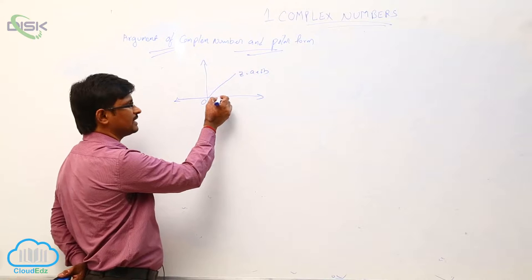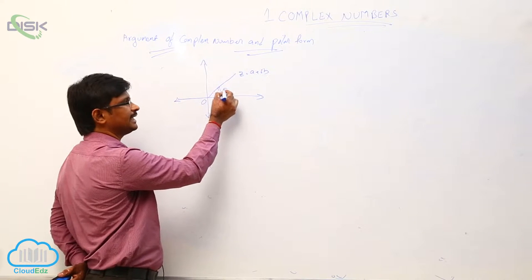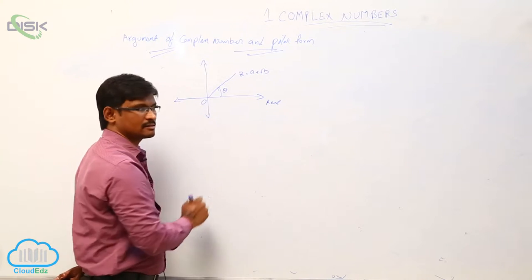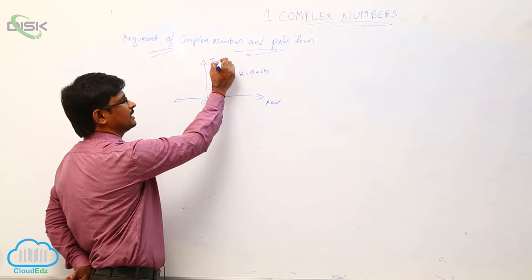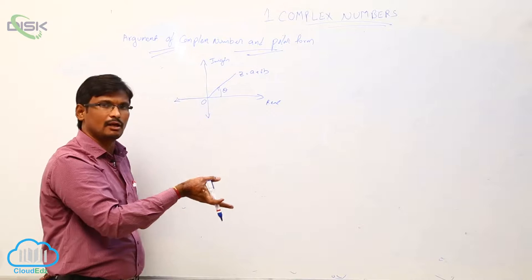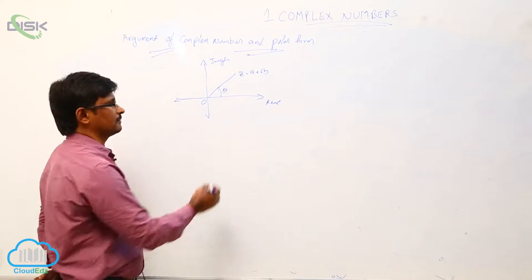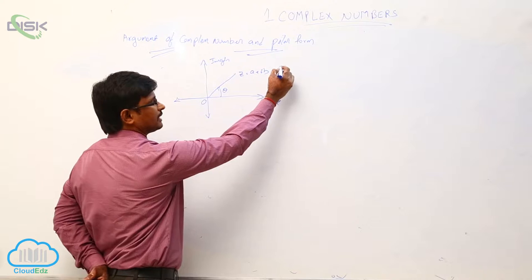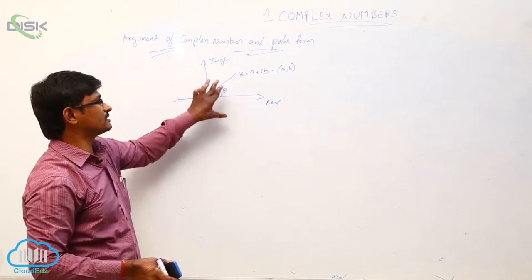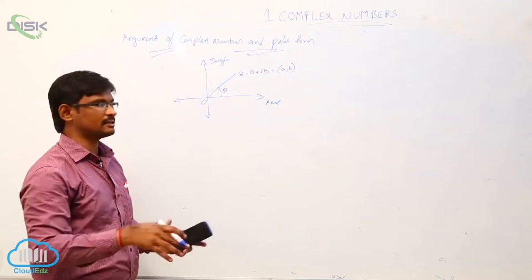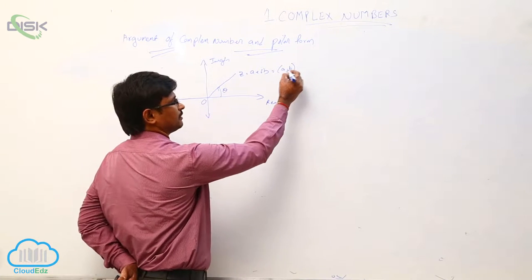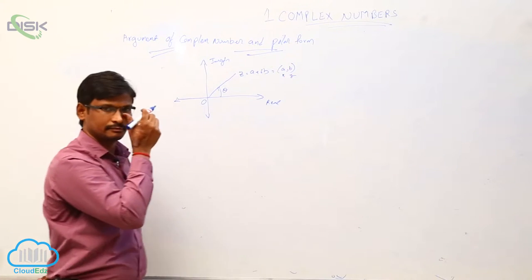And this OZ makes an angle theta anti-clockwise with the real axis. We know this is the real axis and this one is the imaginary axis, right? And this point you can write as the ordered pair a comma b. Now consider this real and imaginary axis as coordinate axes, and this is nothing but x comma y, right?